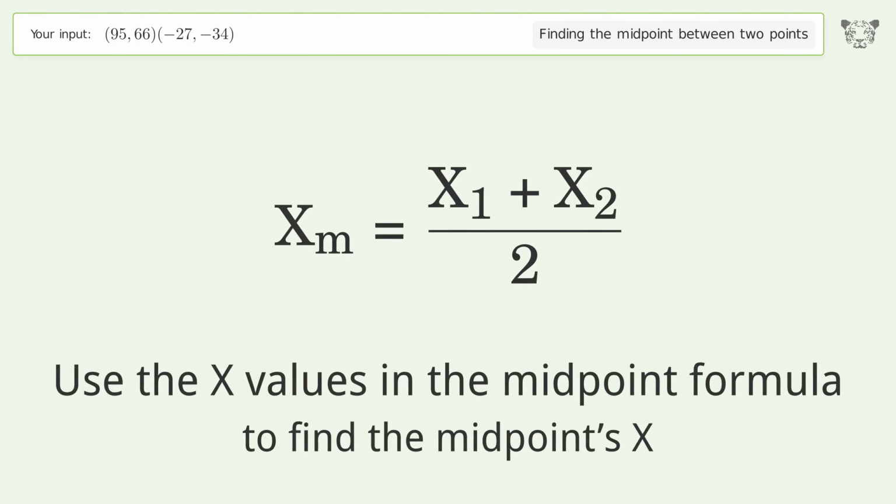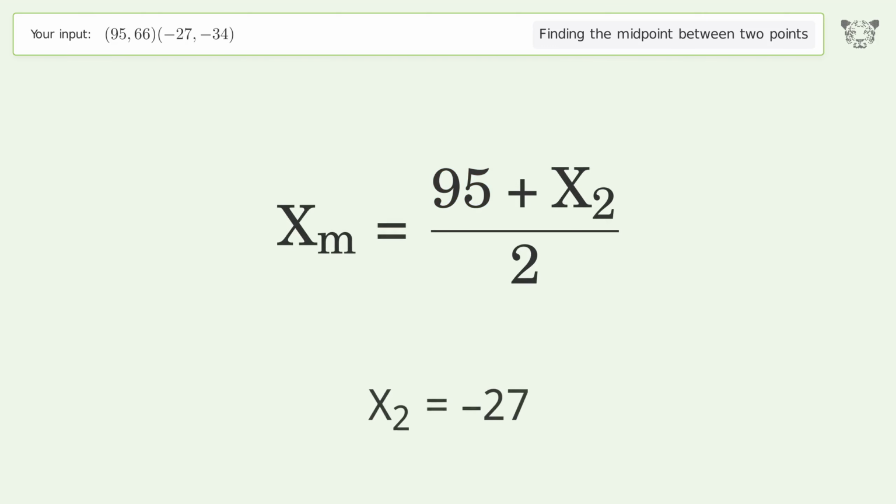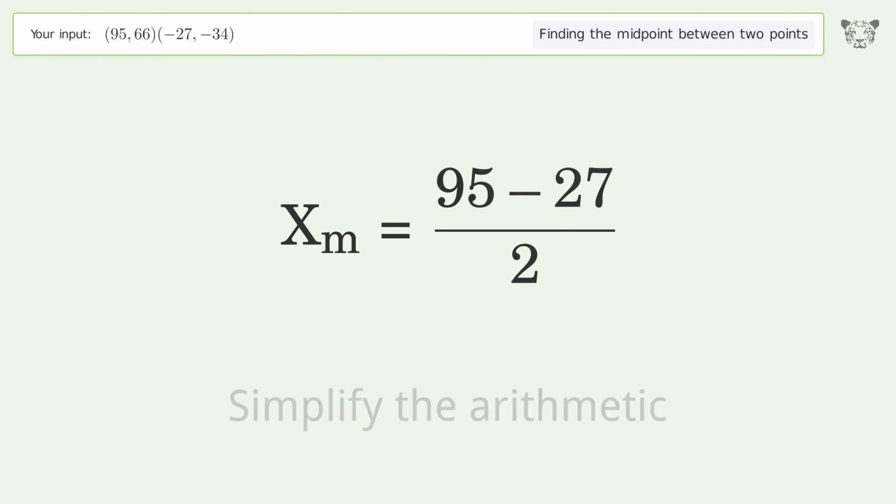Use the x values in the midpoint formula to find the midpoint's x. x1 equals 95. x2 equals negative 27. Simplify the arithmetic.